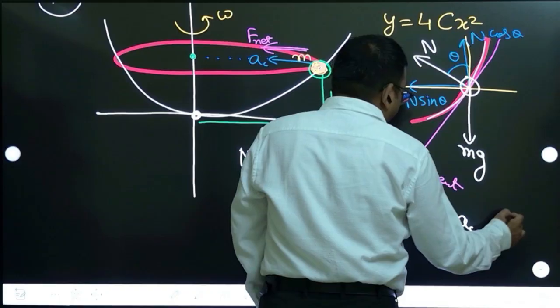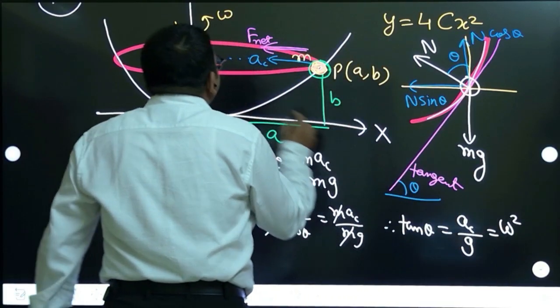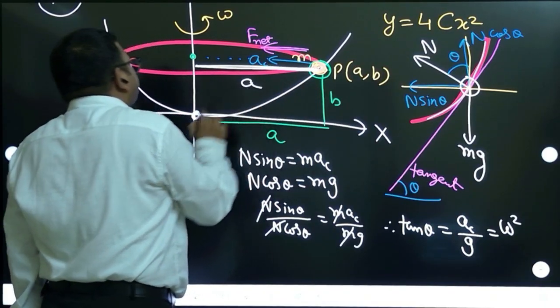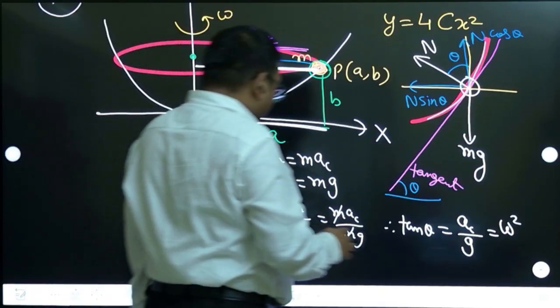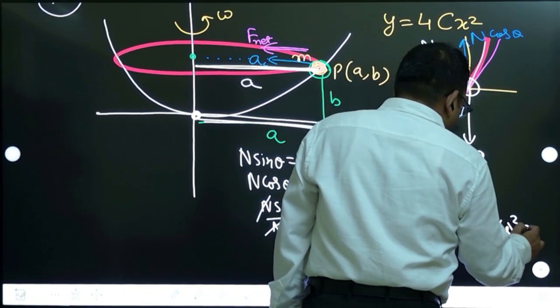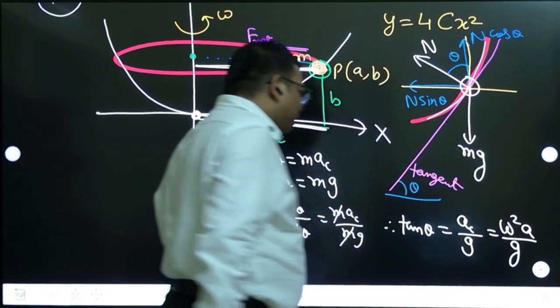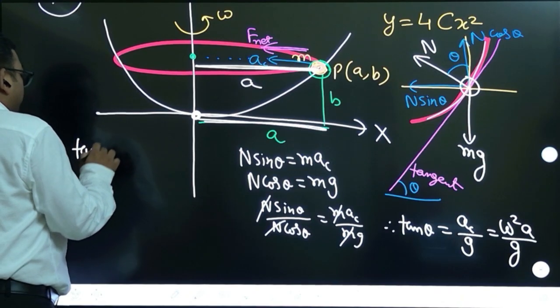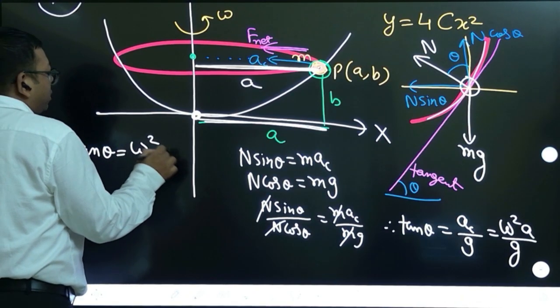a_c I can write as omega square into radius, and note that the radius here is nothing but this length a. So omega square into radius means omega square a by g. Now I have got this equation: tan theta is equal to omega square a by g.